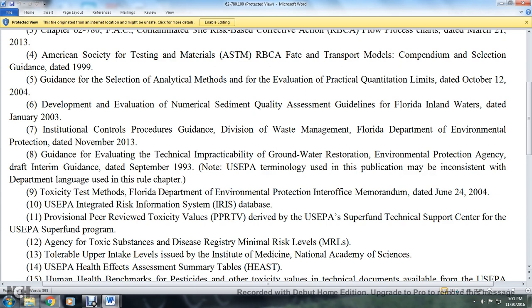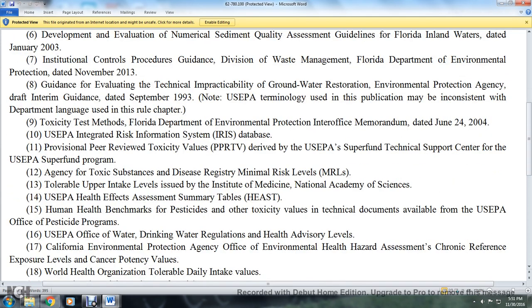Agency for Toxic Substances and Disease Registry Minimal Risk Levels. Tolerable Upper Intake Levels issued by the Institute of Medicine and the National Academy of Sciences. U.S. Environmental Protection Agency Health Effects Assessment Summary Tables. Human Health Benchmarks for Pesticides, other toxicity values, and technical documentation available from the U.S. Environmental Protection Agency Office of Pesticide Programs.